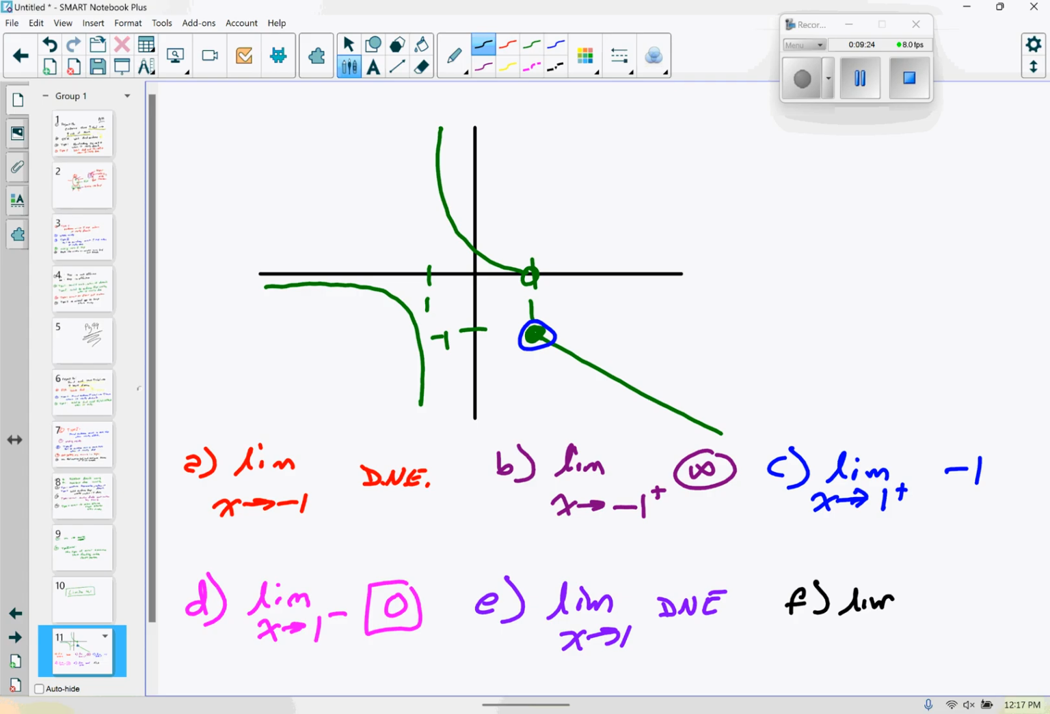The limit as x approaches 3. Wait, did I look at the right one? No, you skipped over E. Oh, I skipped E. No, I have E up there. Do I? Don't I? Yep. Okay.